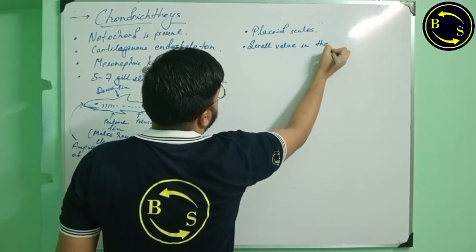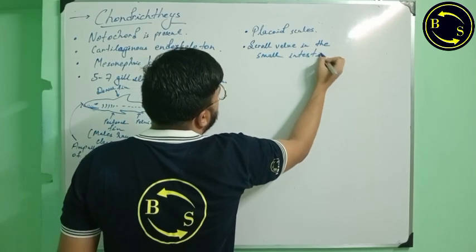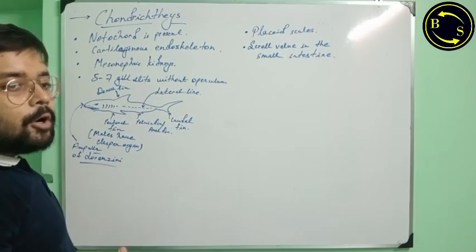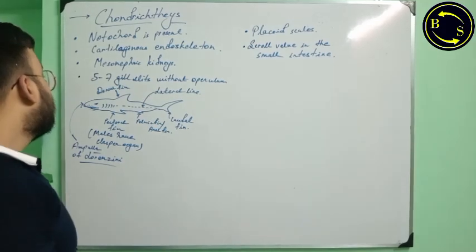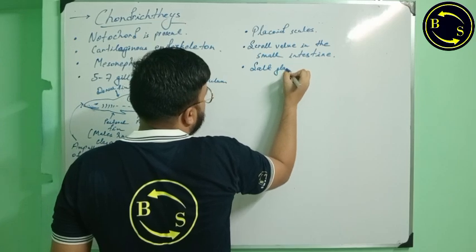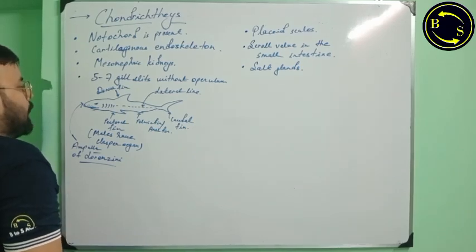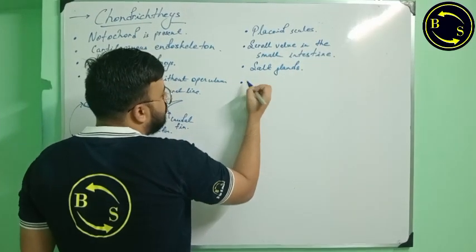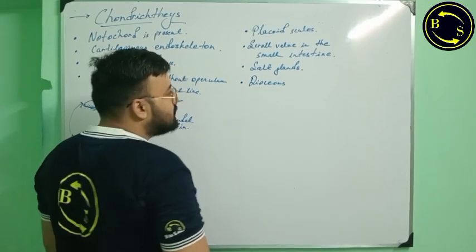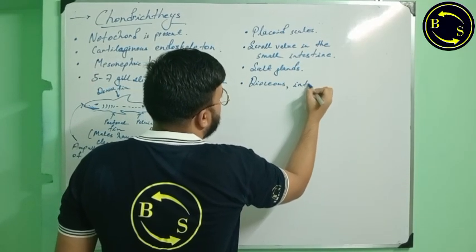They have a scroll valve in the small intestine, which helps to increase the absorptive area of the small intestine, helping them to absorb the digested food more efficiently. They also have salt glands to filter out excess salt in their blood. And they are dioecious, with females larger than males and with internal fertilization.